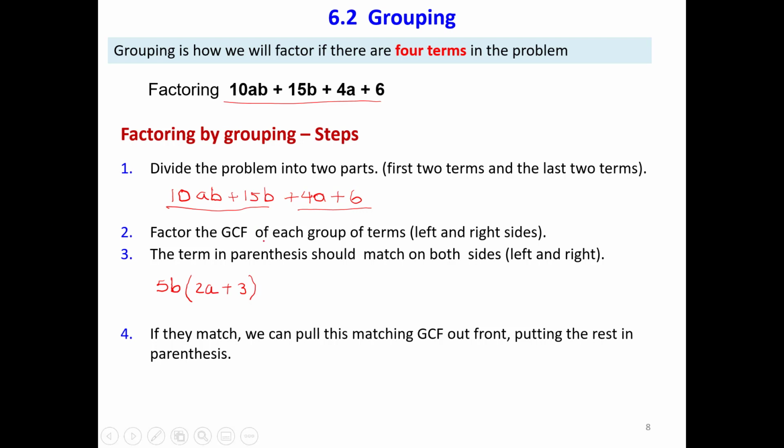Now we will focus on the next two terms. Here the greatest common factor is 2. Then what is left is 2a, because 2 times 2 is 4, a. And 6 divided by 2 is 3, so here must be 3.